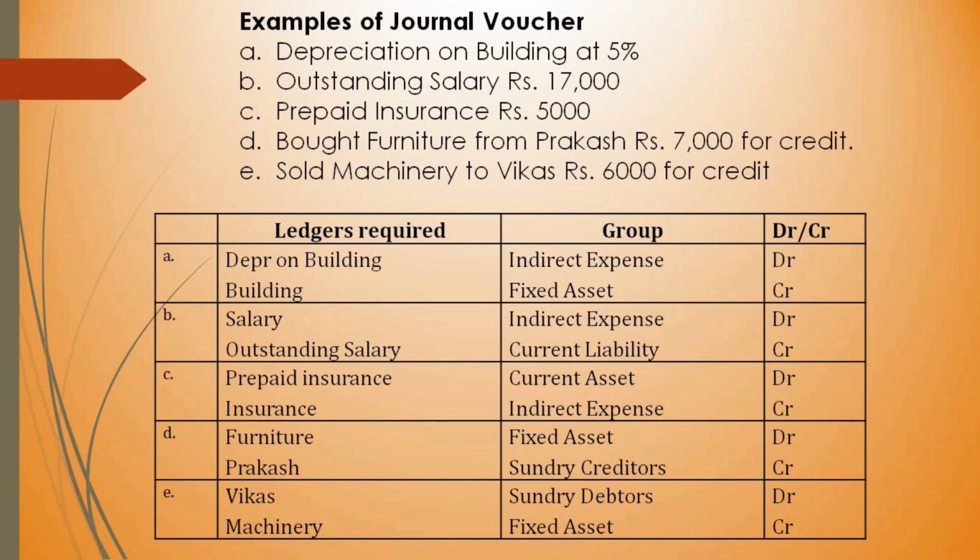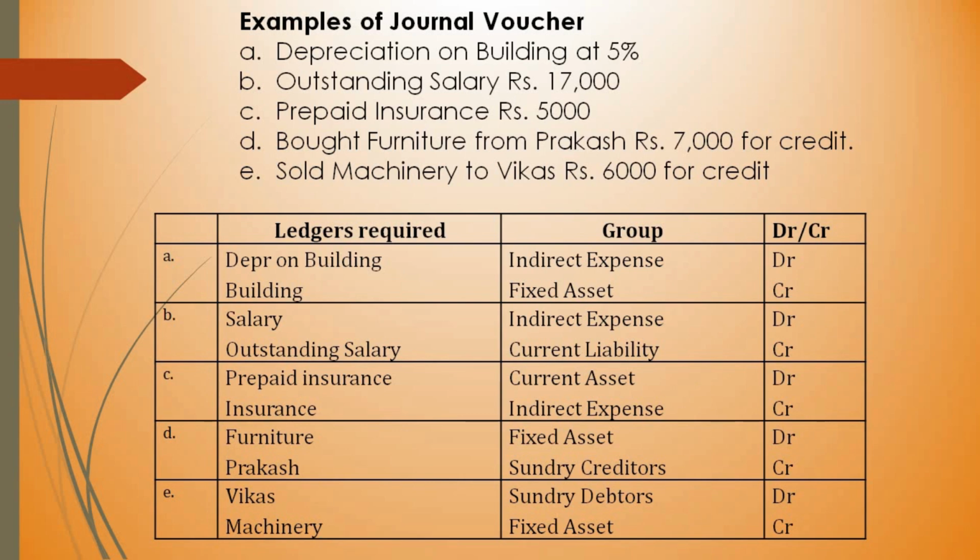First one, depreciation on building at 5%. In journal voucher, remember, you will not have cash or bank. Cash account or bank account will not be involved in this. So one account is depreciation on building. The other account is what is being depreciated. It is building. The other account will be building, and building is an asset. Asset is on the debit side.